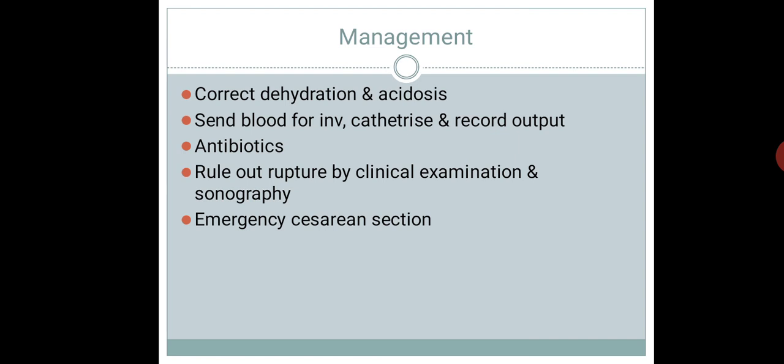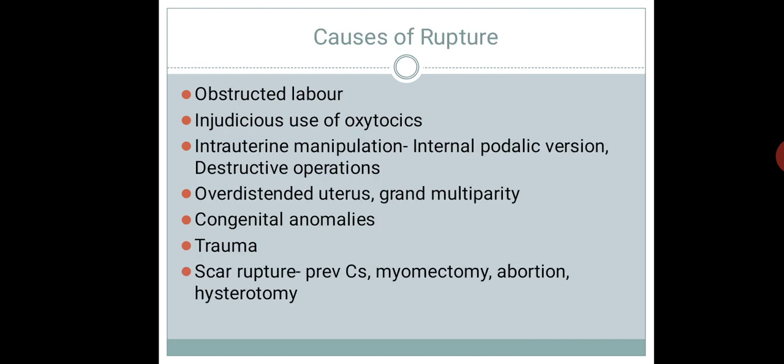Management of obstructed labor: you have to correct the dehydration and acidosis, send blood for investigations, catheterize and record the output. Antibiotics have to be started, rule out rupture by clinical examination and by sonography, and the management is an emergency cesarean.